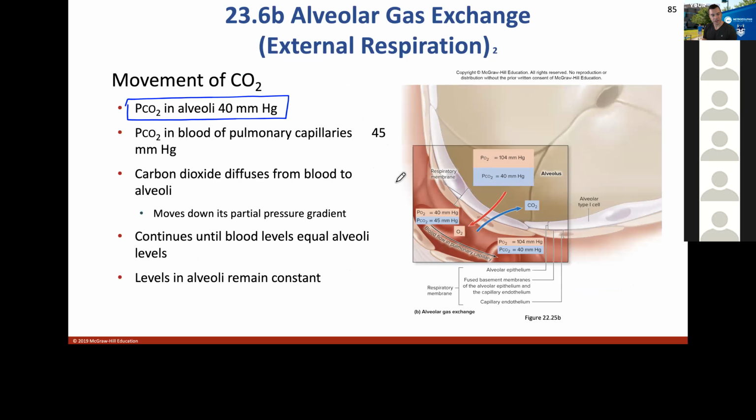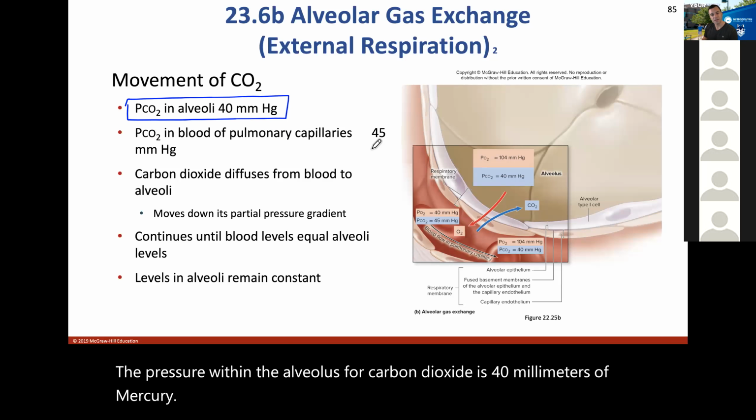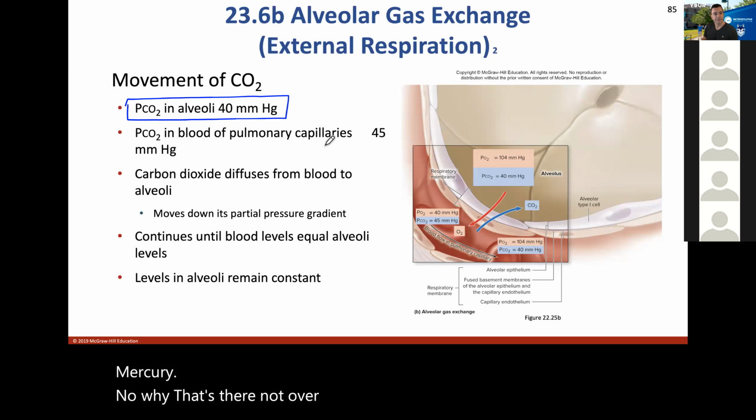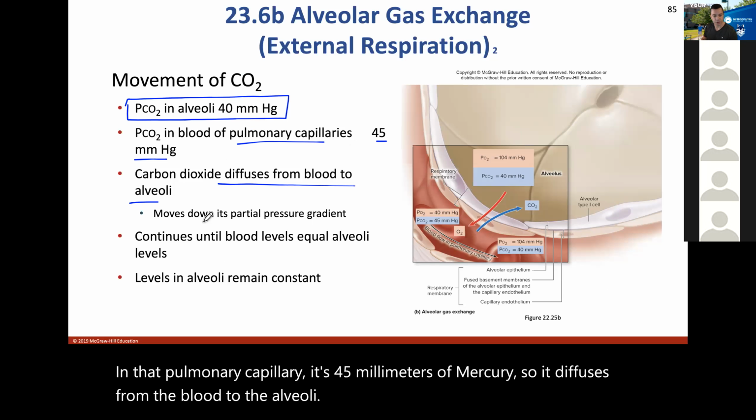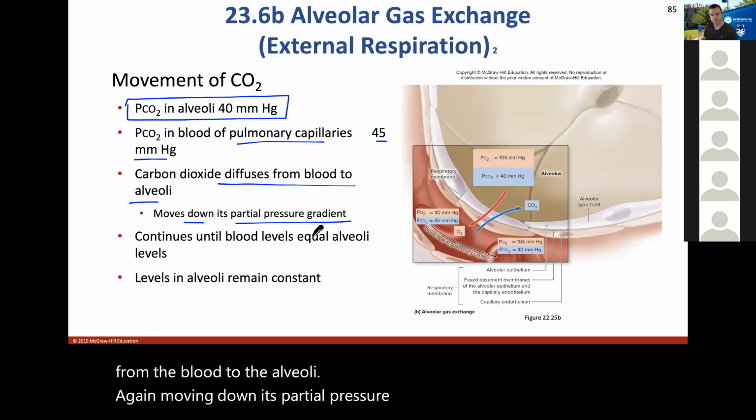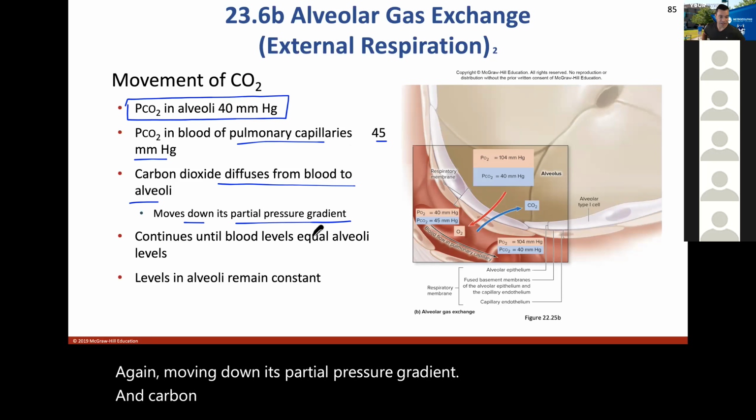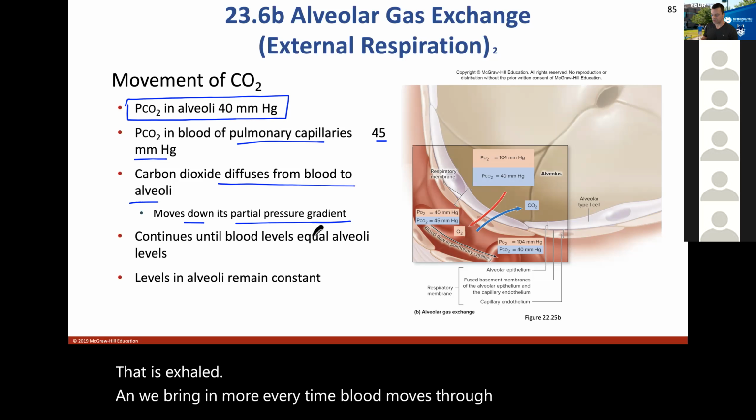The pressure within the alveolus for carbon dioxide is 40 millimeters of mercury. In that pulmonary capillary, it's 45 millimeters of mercury, so it diffuses from the blood to the alveoli, again moving down its partial pressure gradient. Carbon dioxide gets the heck out of Dodge. That is exhaled, and we bring in more every time blood moves through here, and everything stays maintained.